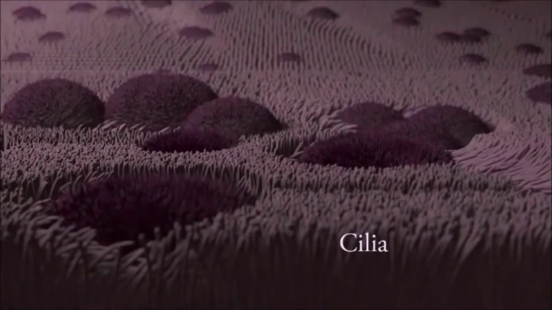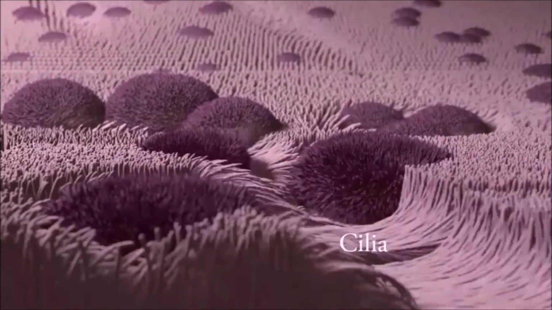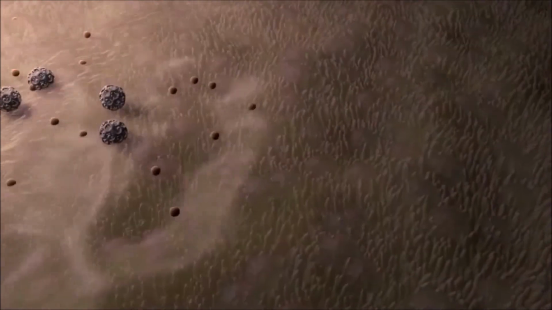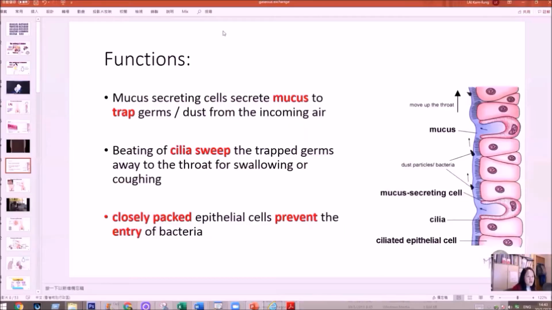The wave-like action of the underlying cilia mobilizes the mucus layer, removing the foreign matter and preventing it from entering the lungs. So for the function, there are some keywords. Mucus secreting cells, they secrete the mucus. The keyword for this is to trap. The mucus is sticky, it will trap the dust or trap bacteria.